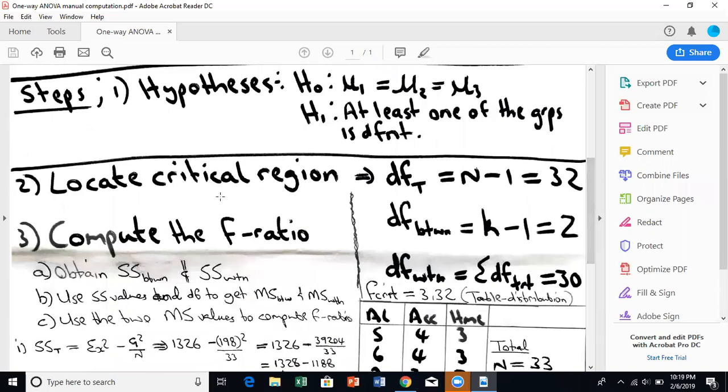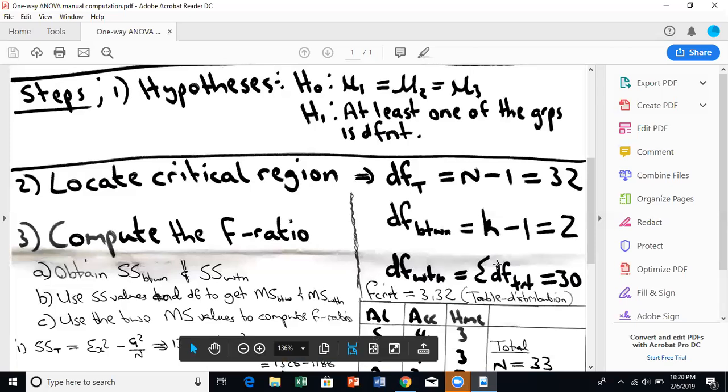Now the difference is that for an ANOVA, you still locate the critical value in the critical region. The degrees of freedom here are quite different. Use the degrees of freedom of total, so the number of participants. We have 11 in each group, in each condition. So it's n minus 1: 33 minus 1, that's 32. And then degrees of freedom between, the number of treatments minus 1, so that's 2.